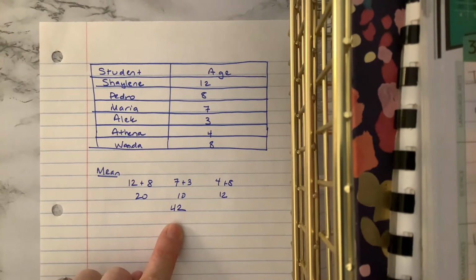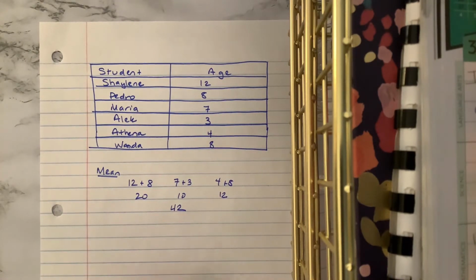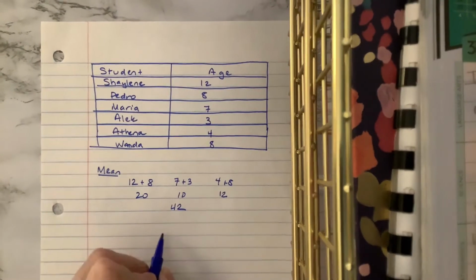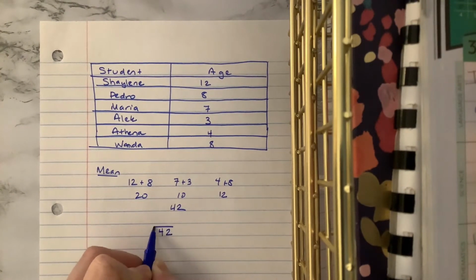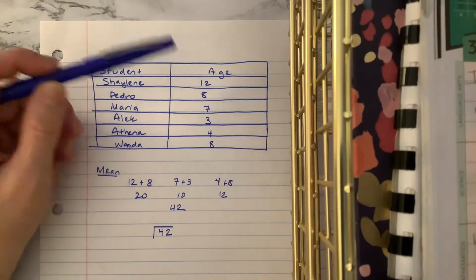Oftentimes students stop here, but we don't want to stop here. We're not done yet. Step one was to find the sum of all the values. Step two now is to divide by the number of values. So now we have to go back and count. How many values are there?